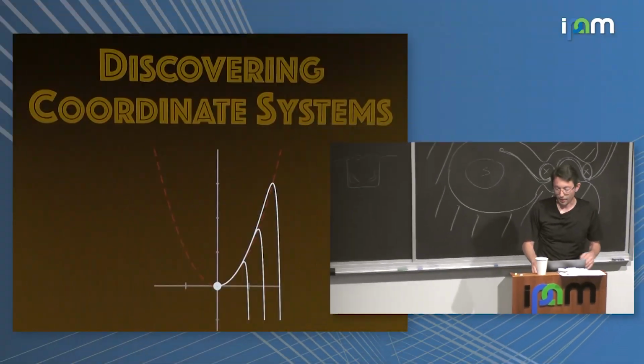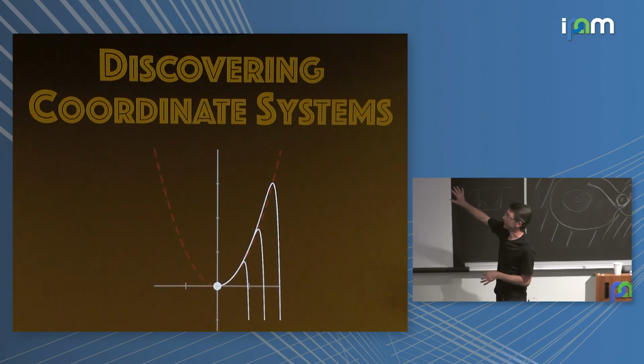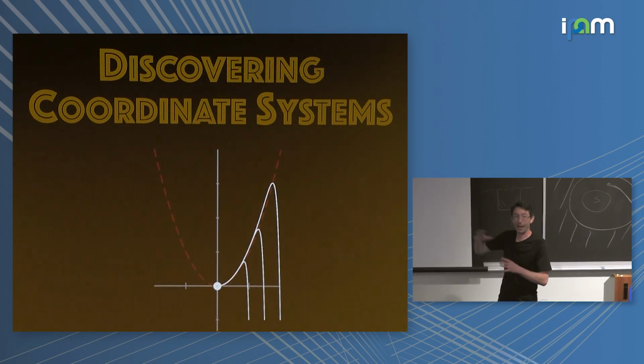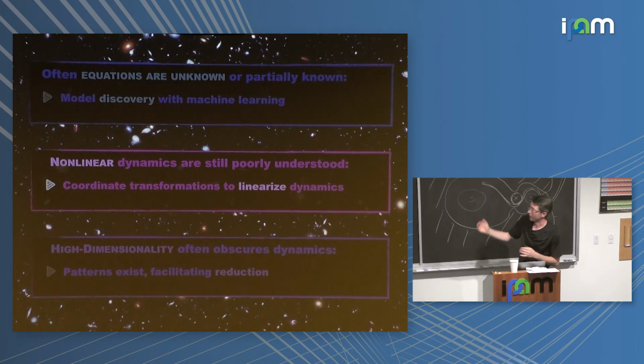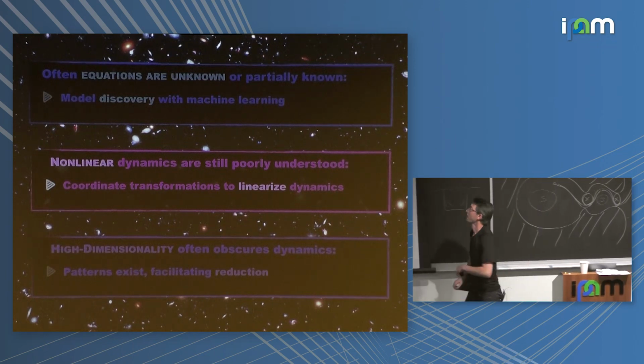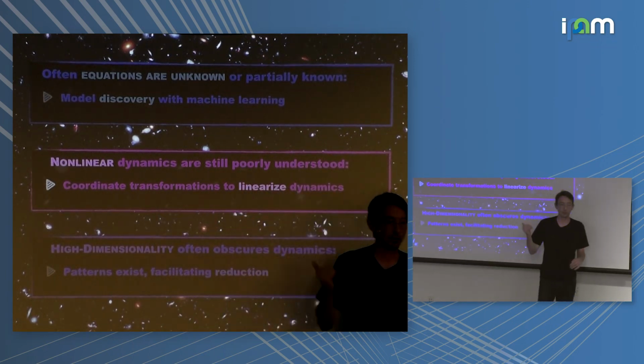Okay. The other thing I'm going to talk about now in this next bit is on discovering coordinate systems. So half of the problem is discovering the dynamics, assuming you don't have governing equations. The other part is going to be about discovering coordinate systems that are effective, that simplify my system in some way. Okay, so now we're talking about this idea of nonlinearity. And in particular, we're talking about coordinate transformations that linearize our dynamical system.